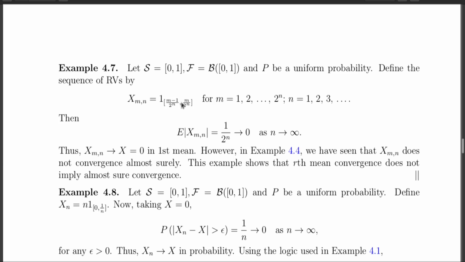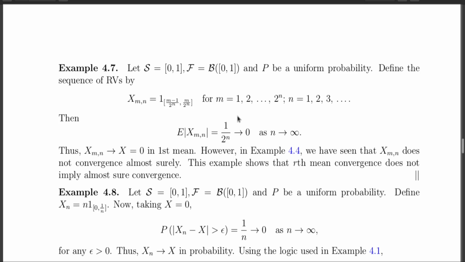So when I take the expectation, it is nothing but 1 multiplied by the probability of the interval of length 1 by 2 to the power n, plus 0 multiplied by the probability of 1 minus 1 by 2 to the power n. So that turns out to be 1 by 2 to the power n. This quantity goes to 0, and that shows that Xmn converges to 0 in the first mean. I hope this example is fine.